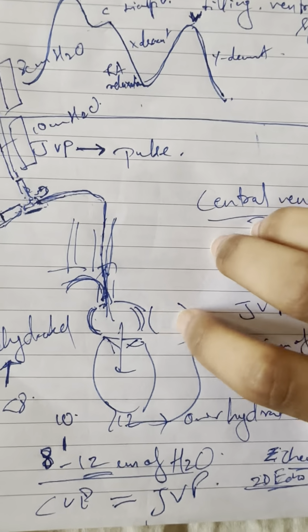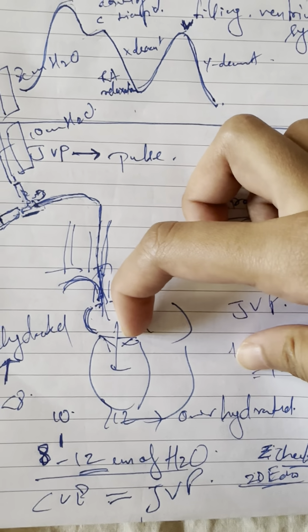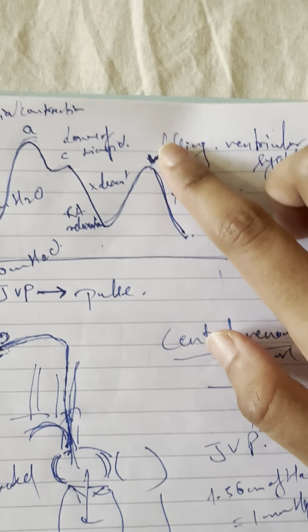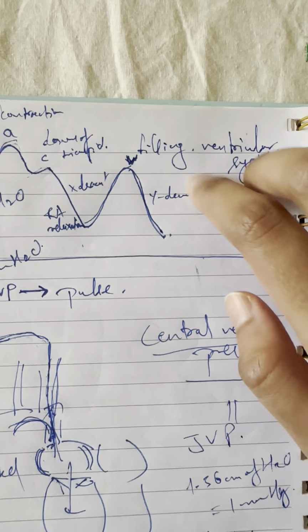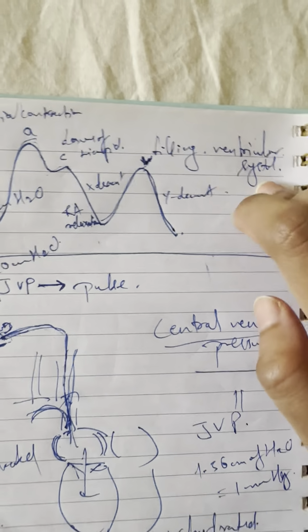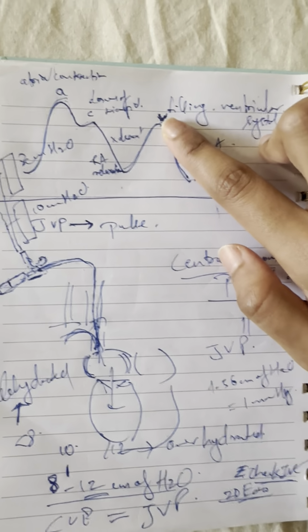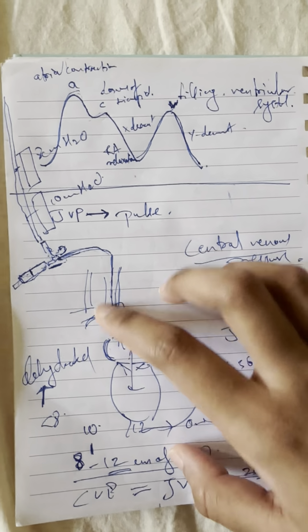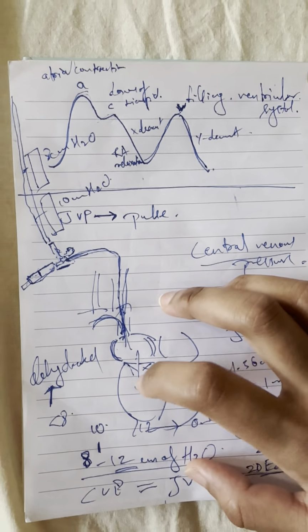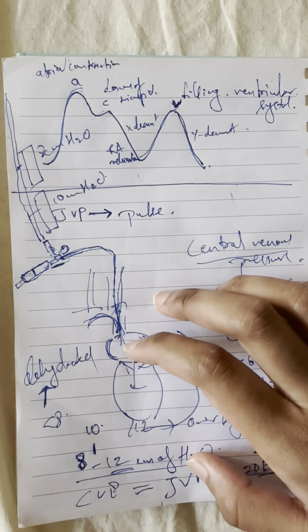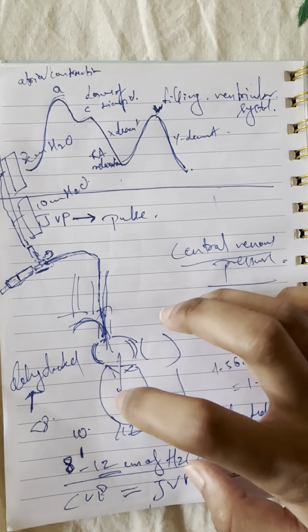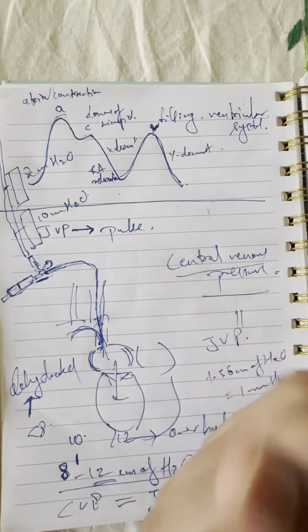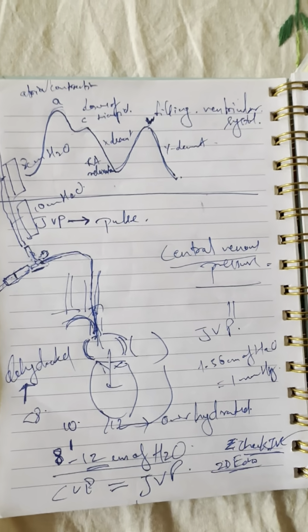Now what if you have a giant V wave? V was for the filling of the atria during the ventricular systole. So the right atrium is filling here, but in case you have extra filling of the right atrium than normal, apart from the SVC and IVC, if it is also receiving blood from the right ventricle itself through tricuspid regurgitation, then that will give rise to a large V wave. So tricuspid regurgitation, TR, is an important cause of a raised V wave in JVP.